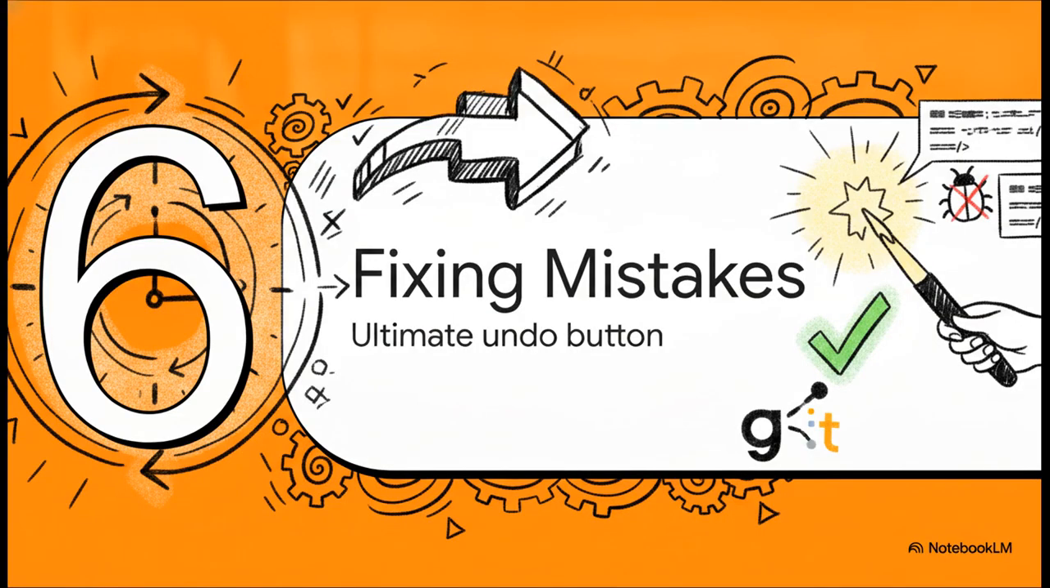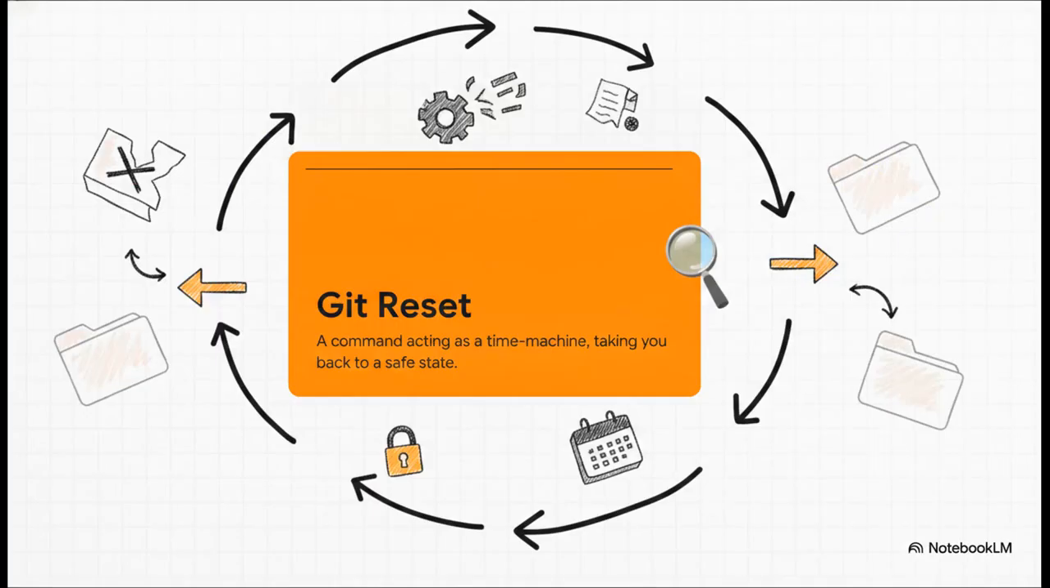Finally, section 6. Time travel, fixing mistakes, and the ultimate undo button. Let's unlock what is definitely the best superpower in software engineering, one that completely removes the fear of making a mistake. It's called Git reset. This command is a literal time machine. Let's say you accidentally delete a crucial file, or you just completely break your project and you've already committed it. Well, Git reset instantly reverts your project back to a previous, completely safe working state.